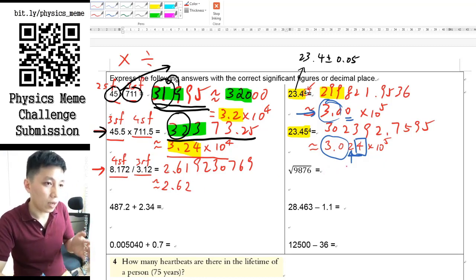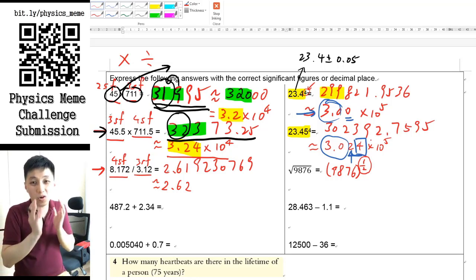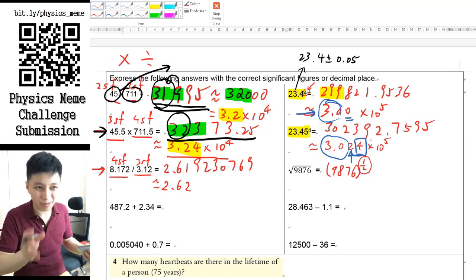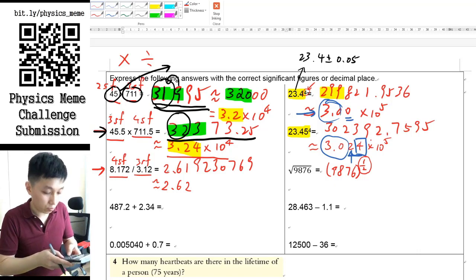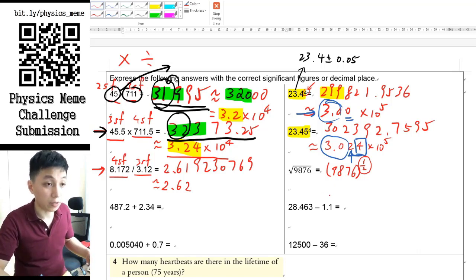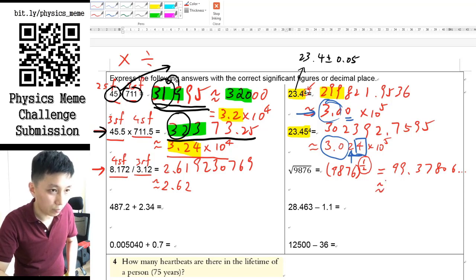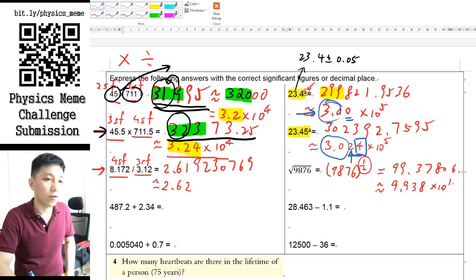Similarly, for the other one, you should interpret this as 9876 to the power of 1 over 2. Once again, 1 over 2 is not an experiment value, so it's just purely 0.5 or 1 over 2, so you don't have to think about the sig fig of that. So what you could do is simply just have 4 sig fig in this case, because the original number has 4 sig fig. So if you find out the whole number, it will be 99.37806 and so on, and then you should round it to 4 sig fig, so that is 9.938 times 10 to the power of 1. Okay, that's it.